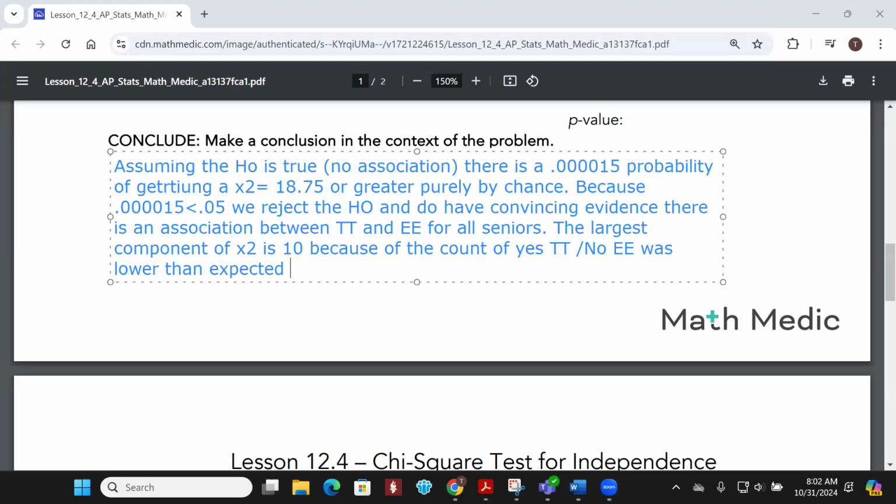What does chi-squared mean? It's the summation of your observed minus your expected. So it's the difference between what we expect versus what actually happened in the experiment. Does that help?